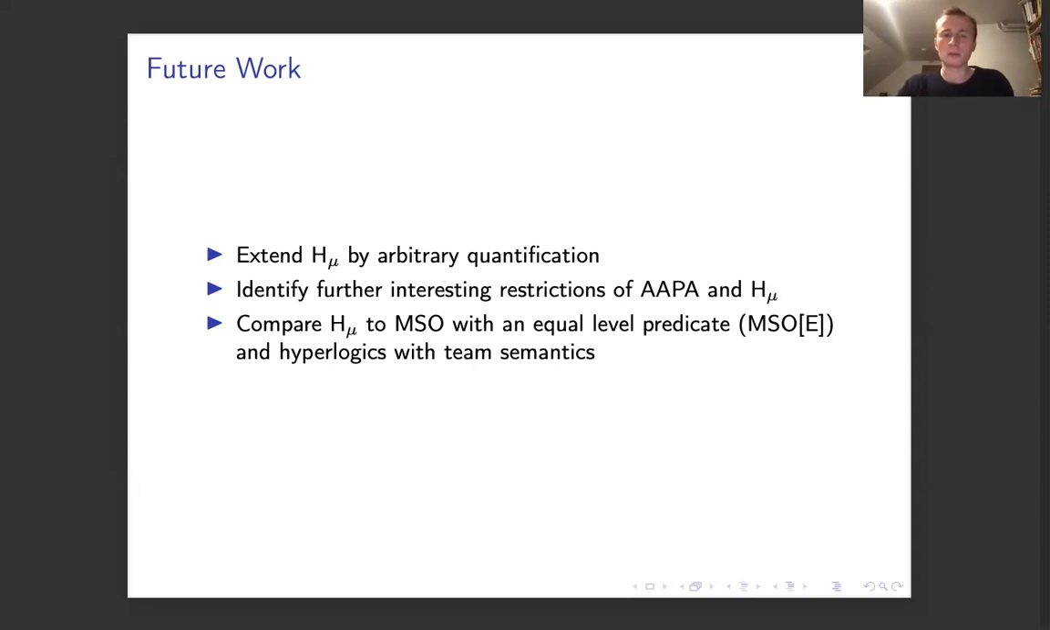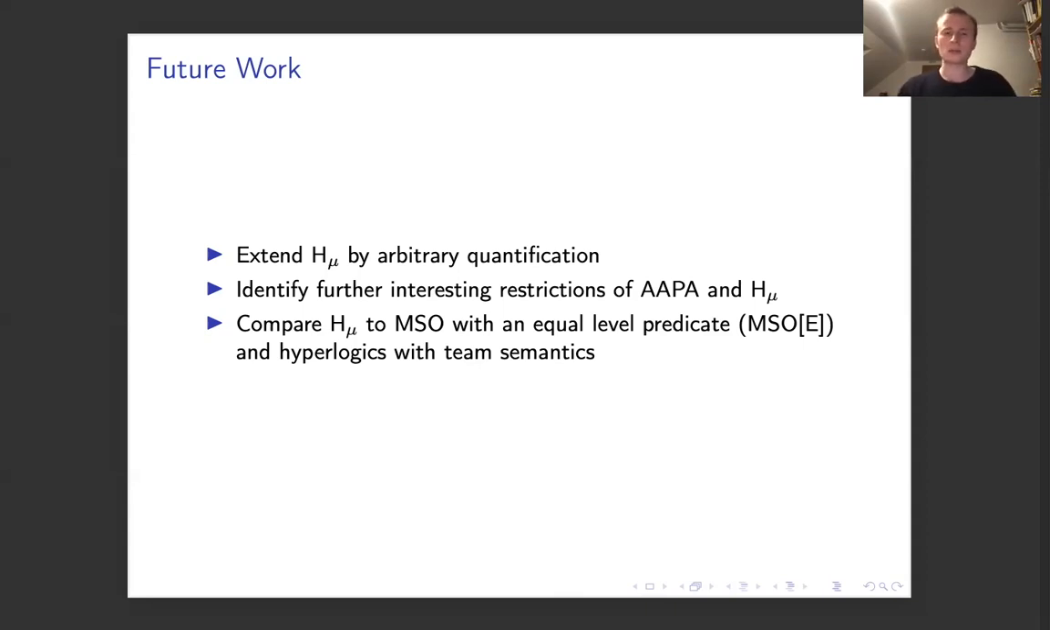The second problem we would like to study is the identification of further restrictions of both AAPA and h-mu. The reason for that is that the restrictions we saw today, while very natural, are still somewhat limiting. And possibly there are further restrictions which might be somewhat more involved and possibly also might not have very simple syntactic characterizations in h-mu, but which still might be very useful for practical reasons. And it would be very interesting to find these types of restrictions and study them.